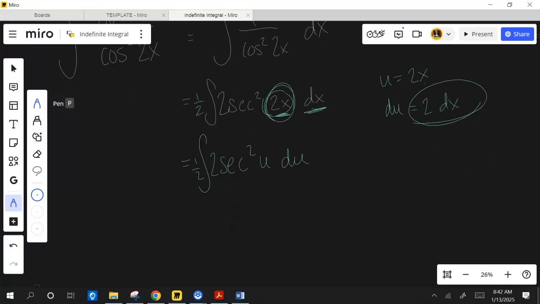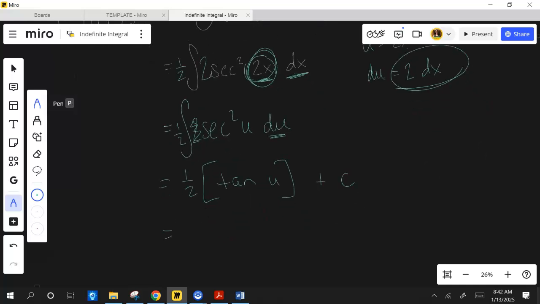So it'd be 1/2, that stays outside. What's the antiderivative? I really don't need this anymore since I got du. Tangent u plus c. What's u? 2x. This is accounting for your chain. Take the derivative, go backwards on this. Take the derivative of that.